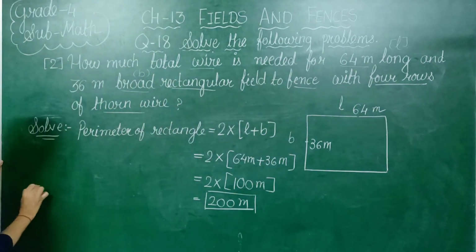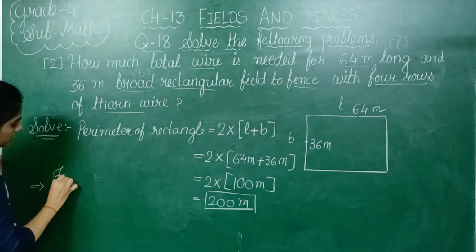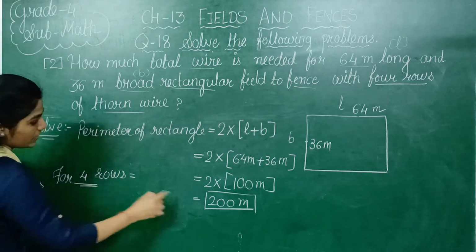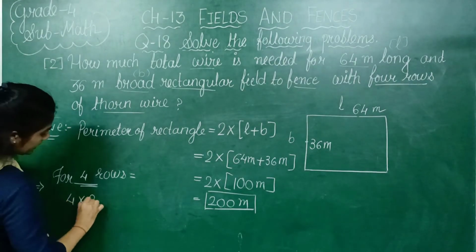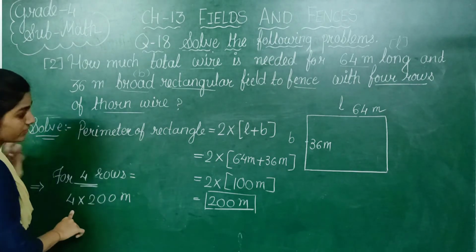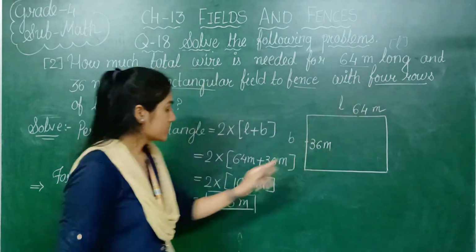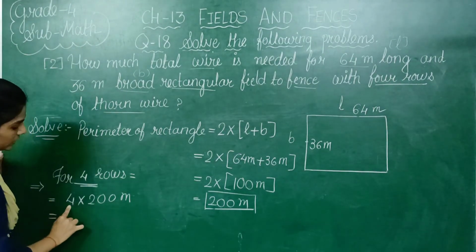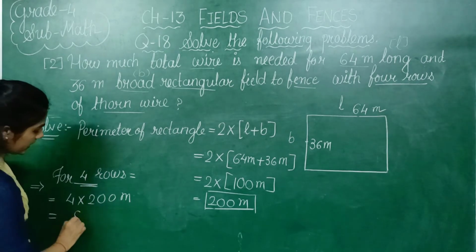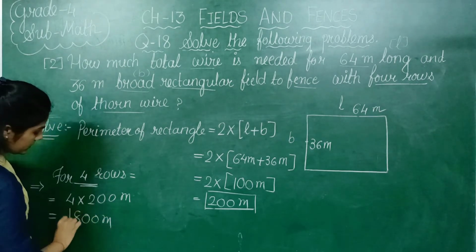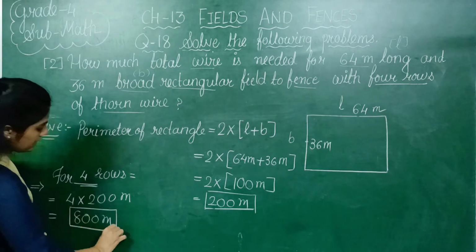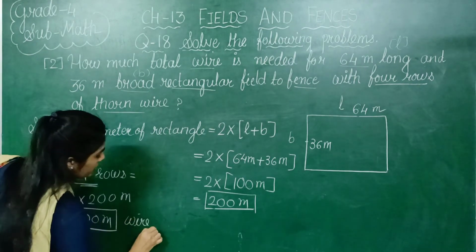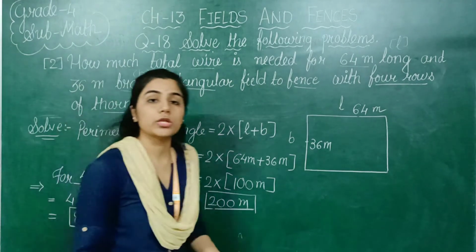So we can write it this way: for 4 rows, 4 multiplied by 200. We want to make 4 rows, right? So 4 multiplied by 200 meter. So we will get the answer: 4 2s are 8, that means 800 meter. 800 meter is the length of wire that we have found. So this is your number 2.